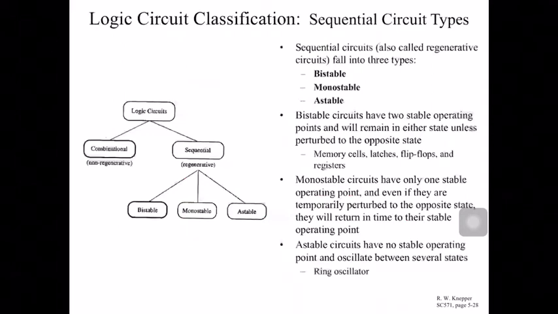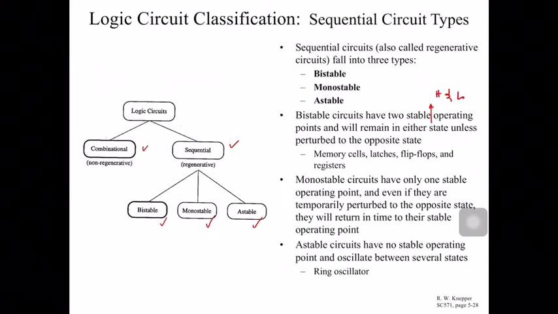As you can see here, these are the classification of logic circuits. They can be divided into combinational and sequential. A sequential circuit can be divided into three types: bistable, monostable, and astable. So what are bistable circuits? Bistable circuits have two stable operating points. They can remain in either state, for example high and low, and they can toggle. For example, in latches, flip-flops, and memory cells, they can toggle between 0 and 1, or high and low.